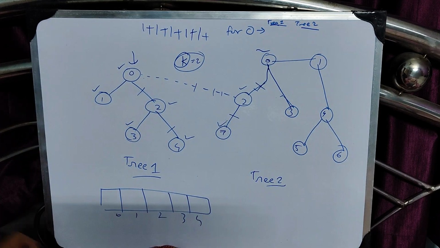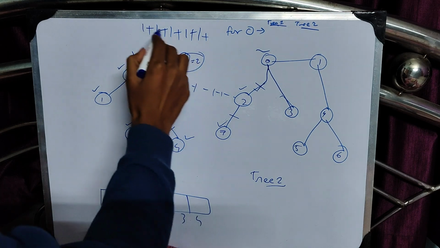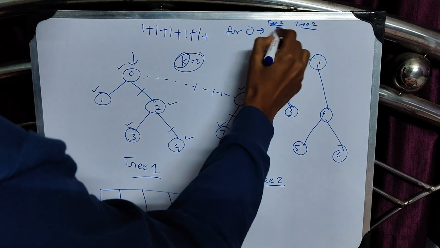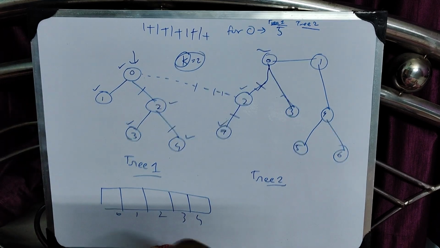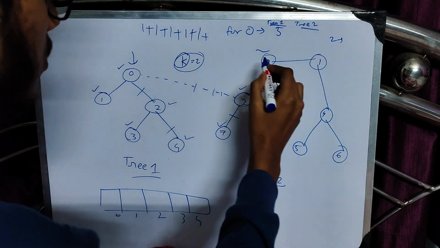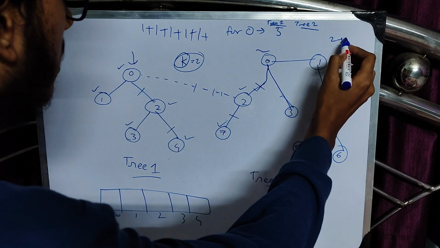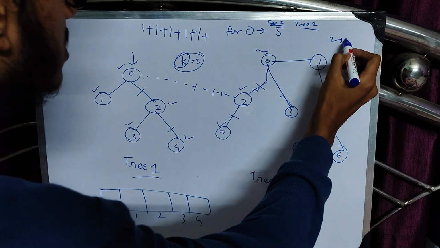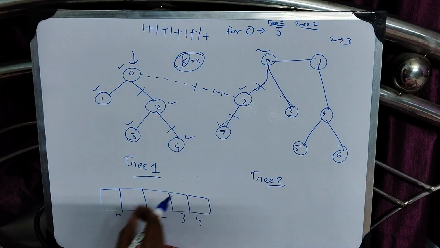From tree 1 I can get 1, 2, 3, 4, 5. 1, 2, 3, 4, 5. 5 nodes. And how many from tree 2? So for 2, if I connect 2, I am getting only 3 nodes. That is for k equals to 2.